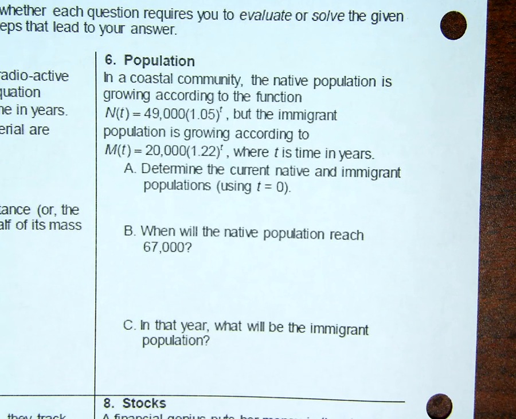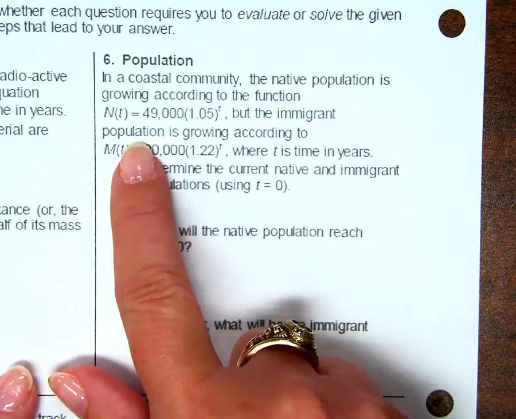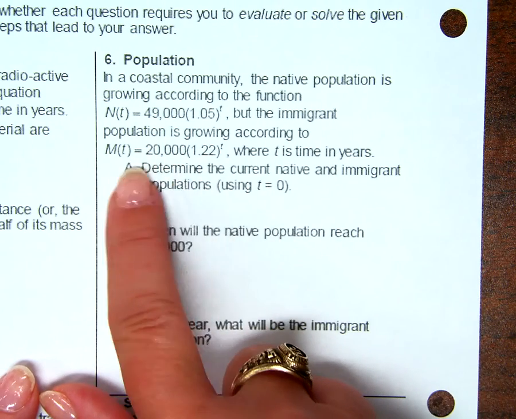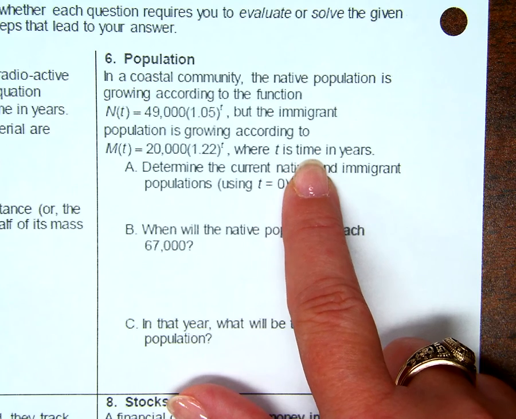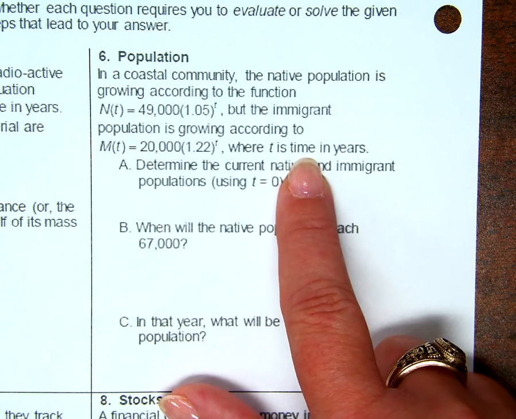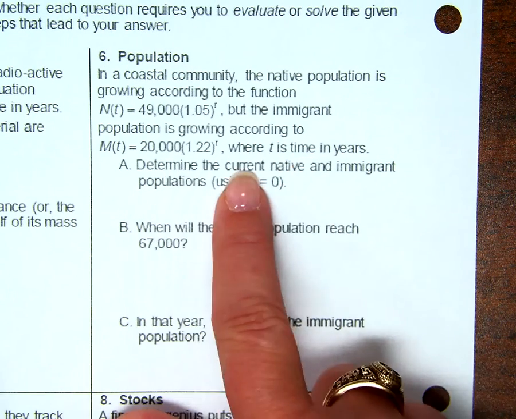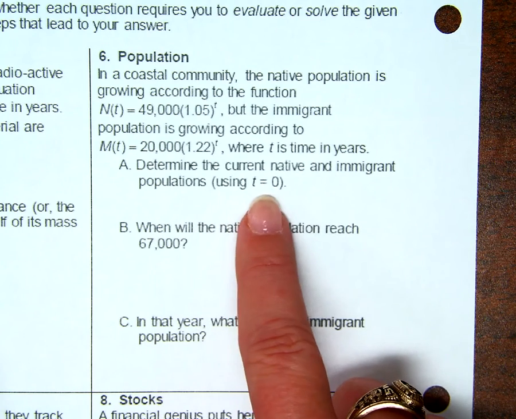All right, number 6. In a coastal community, the native population is growing according to this given function, but the immigrant population is growing according to this function. Where t is... did you expect it to say time? Because that's typically what it stands for, right? Determine the current native and immigrant populations using t equals 0.